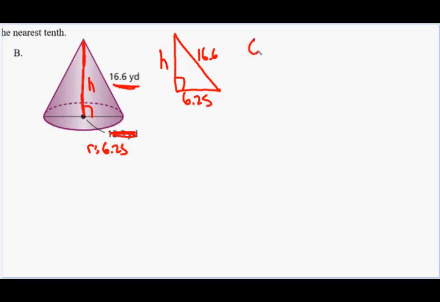So if I write it out, we would need 6.25 squared plus the height squared is equal to the hypotenuse squared. And if you do all the work on that, you should get the height is approximately 15.378.